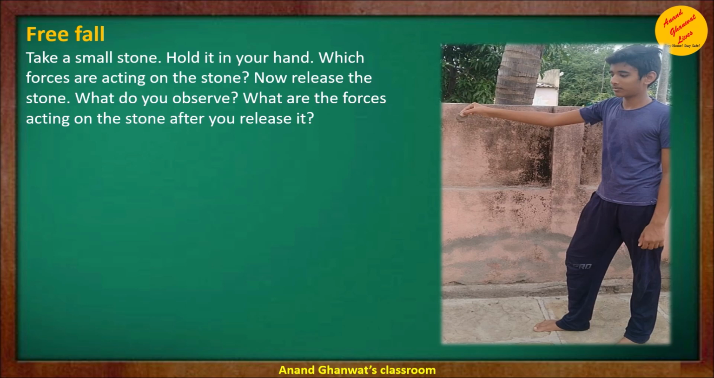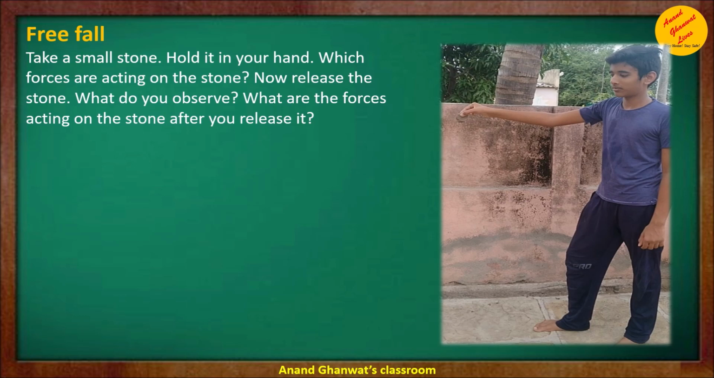When you hold a stone in your hand, which forces are acting on the stone? Yes, two types of forces are acting on it. One is the gravitational force, which is directed towards the center of the earth, vertically downwards. Another force is the force applied by you, which also acts on that stone. Therefore, the stone remains as it is. It does not fall from your hand.